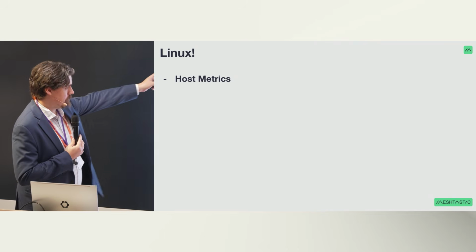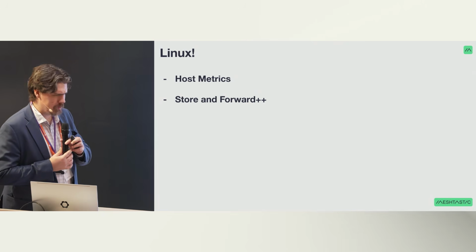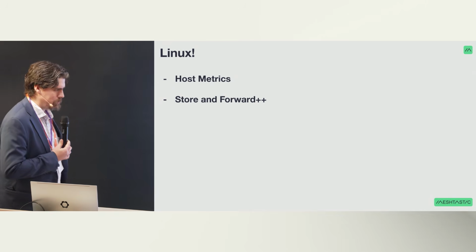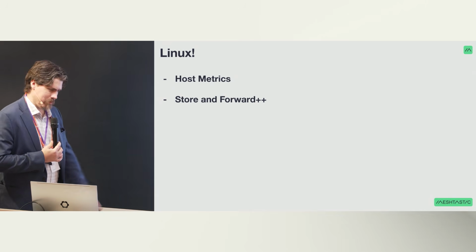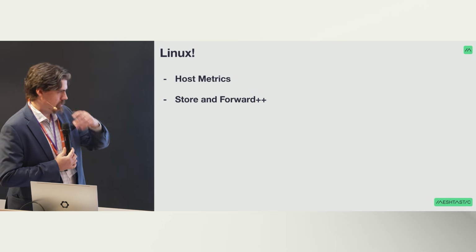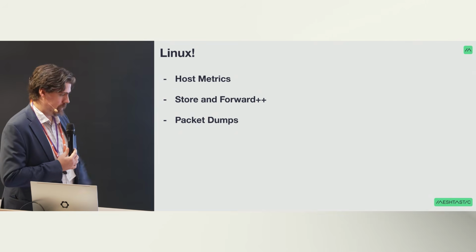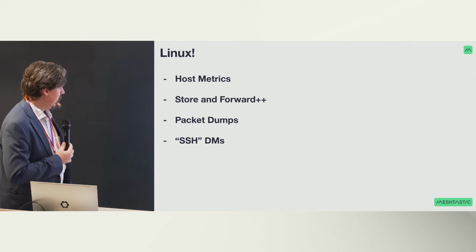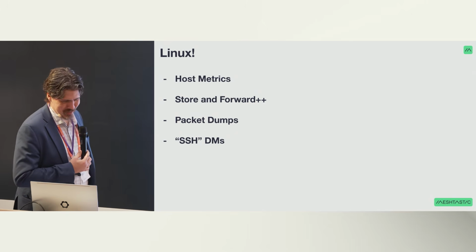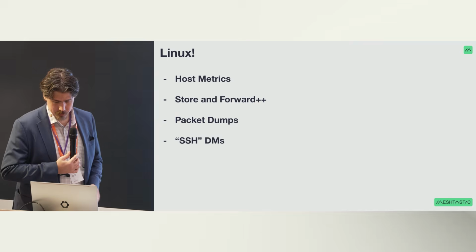So we added host metrics. We've also got store and forward++. That was sort of the realization that there's a bunch of flash space and RAM on most of these Linux machines. We could probably save messages there in a really intelligent way. I would like to think it's intelligent. We can put them in a Git tree and then send them on. You can do packet dumps. Throw everything to a disk, look at it later. And then this is something else I've been working on recently. We can do fake SSH over essentially the direct message protocol that we have built into it.